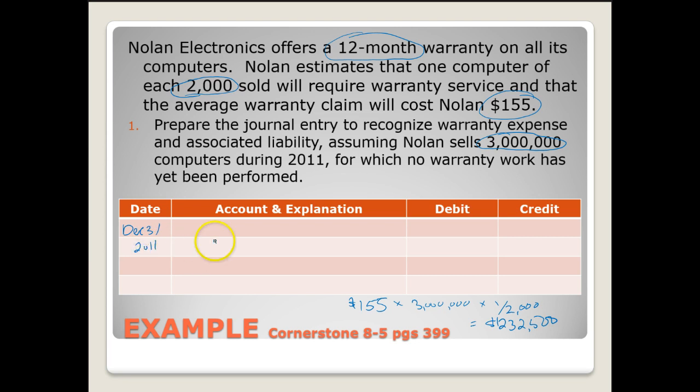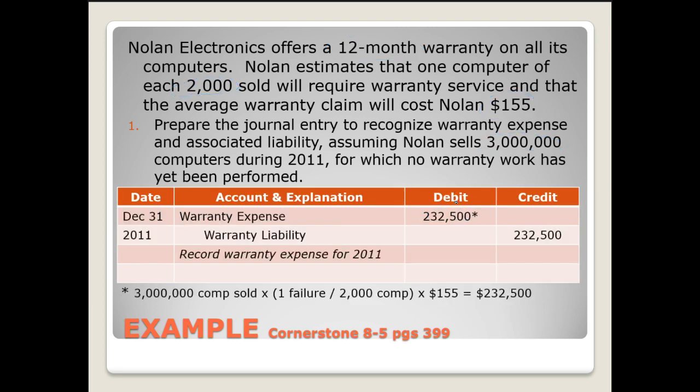So we know that the warranty liability is going to be the credit entry. And we know that this is one of those accrued liabilities, which means we are going to have to debit some sort of expense account, which will be, believe it or not, the warranty expense account. So warranty expense gets a debit for the total $232,500, which we got in this formula down here, and then there is a credit to warranty liability.